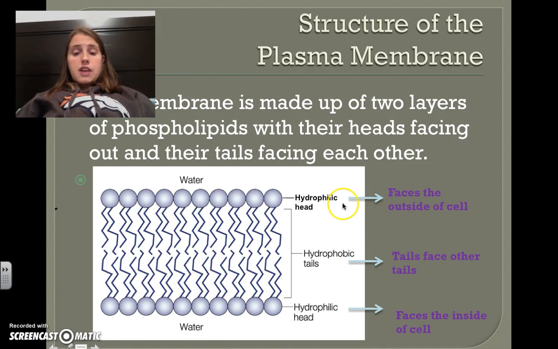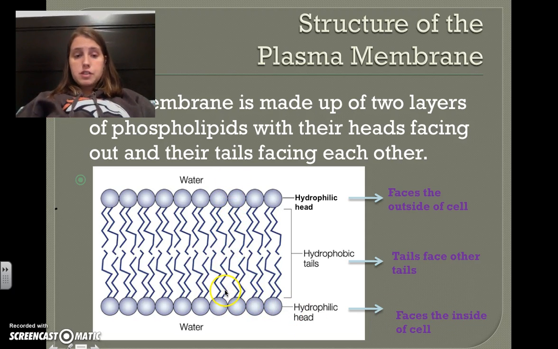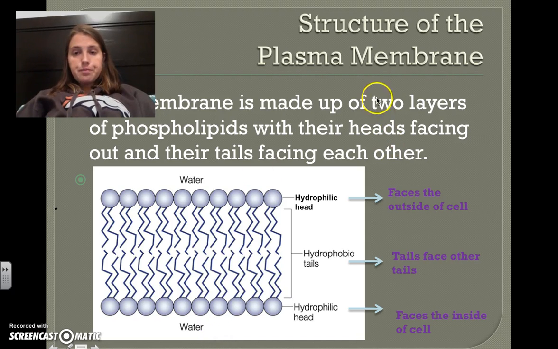Okay, so the hydrophilic heads face the outside of the cell where the water is. Then you have the hydrophobic tails, and they face each other. And then you have the hydrophilic heads that face the inside of the cell. So this is the bilayer, two layers of phospholipids, both with the hydrophilic heads facing the water. One side facing the outside of the cell, one side facing the inside of the cell.